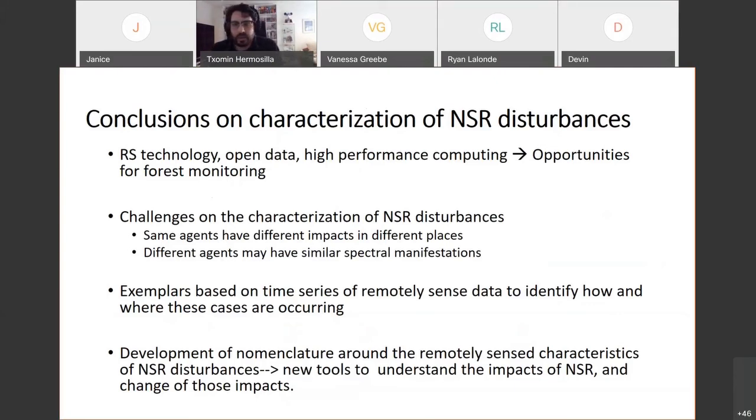We approached this non-stand replacement disturbance analysis using exemplars that are based on the analysis of the time series to identify how and where these changes occur. And we believe that it's important to develop a nomenclature about the characteristics that remote sensing can provide for the analysis of the non-stand replacement disturbances. So we have information about the spectral persistence, the spectral response before, the spectral response after, and the magnitude of the change. Those are all new tools that enable us to understand the impacts of the non-stand replacement disturbances and to track the change of those impacts through time.